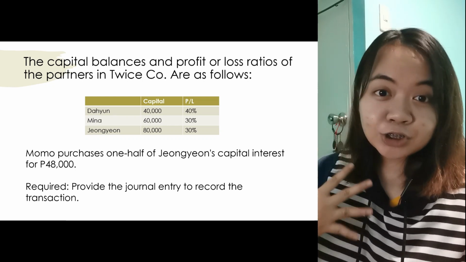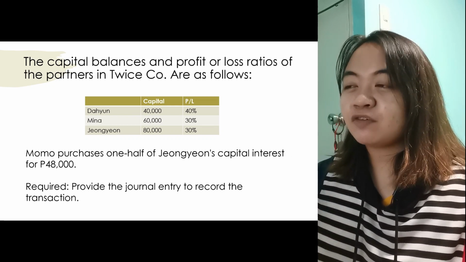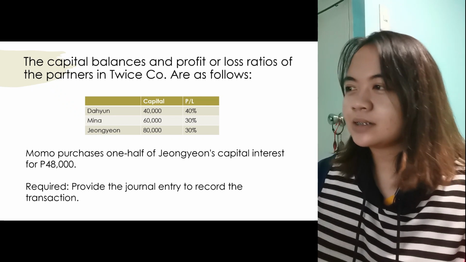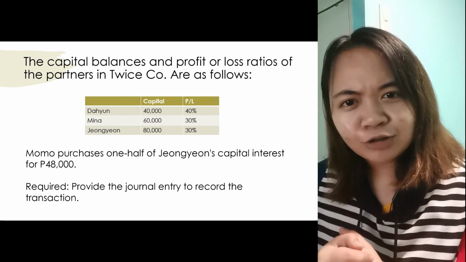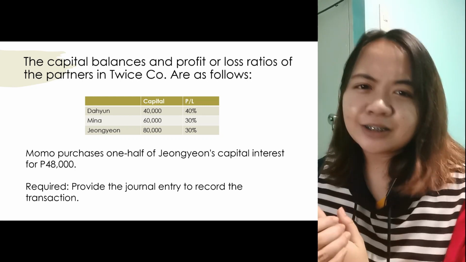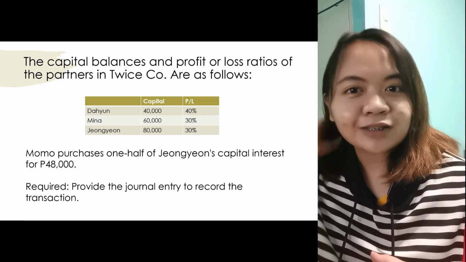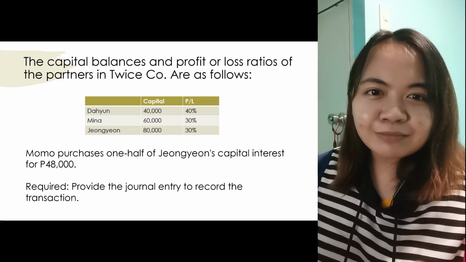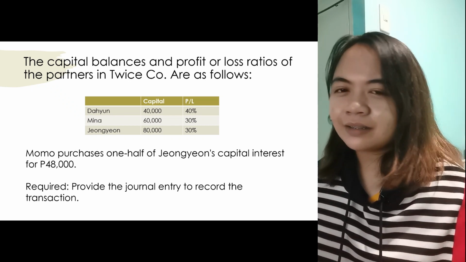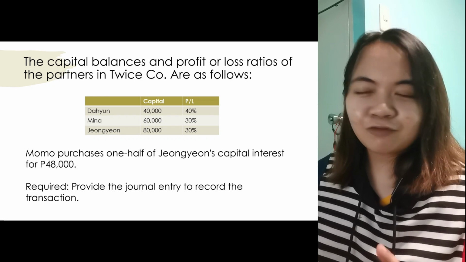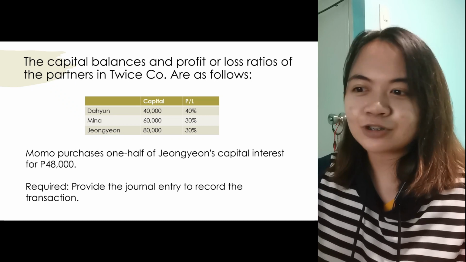Si Momo, padating siya, okay, purchases 1/2 of Jonghyun's capital interest for 48,000. Okay, so required, provide the journal entry to record the transaction. So, anong gagawin natin? Binili daw ni Momo yung kalahati ng capital interest ni Jonghyun. Magkano ba ang capital interest ni Jonghyun? 80,000. Binili niya daw yung kalahati, which is 40,000. Doon pa lang makikita mo na, oh wait, binili niya for 48. Oo nga, 40 yung interest ni Jonghyun na binibili for 48,000 ang bigay ni Momo.